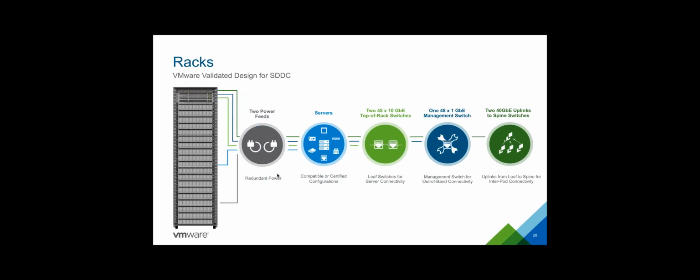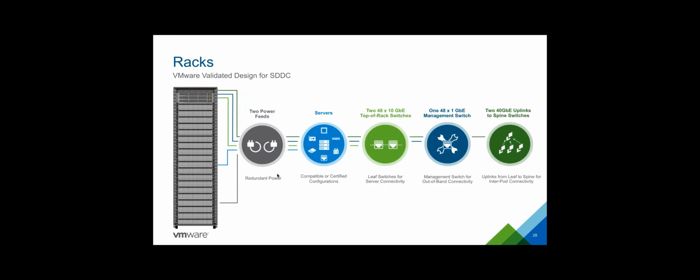You will see in our design, our requirements right now, we have a layer 2 leaf and spine. You will see at a minimum two 48-port 10 gig switches at the top of the rack. Each of the hosts is going to be plumbed into each of the switches. You'll have a 48-port switch with 1 gig connectivity, and that'll be used for out-of-band management.